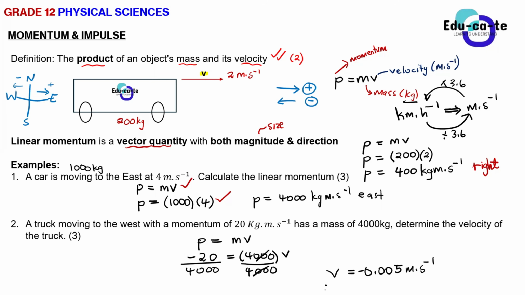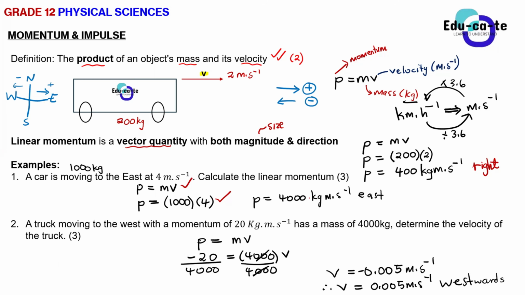So therefore, we can just say our velocity, its size is actually 0.005 meters per second. And the direction that we're going to use here is what? West one. Yes, west one. So do you realize, guys, that the direction of the linear momentum is always the same as the direction of the velocity of an object? The direction of the momentum is the same as the direction of the velocity.